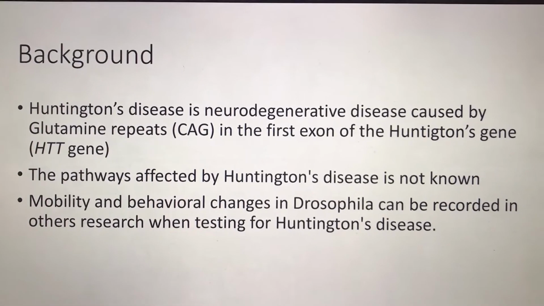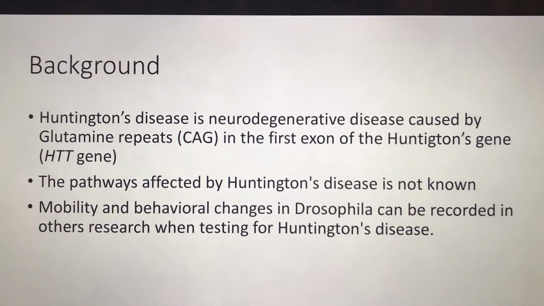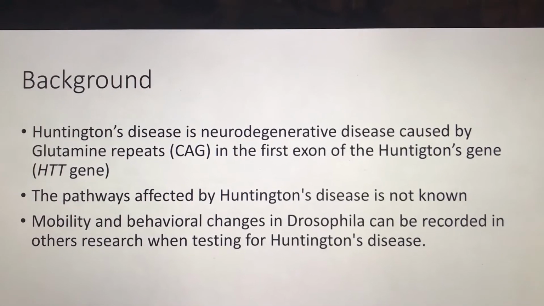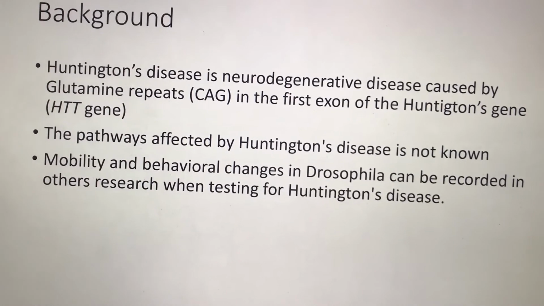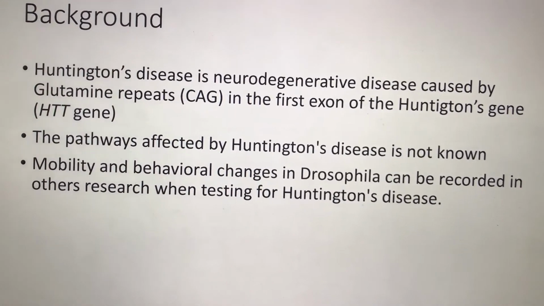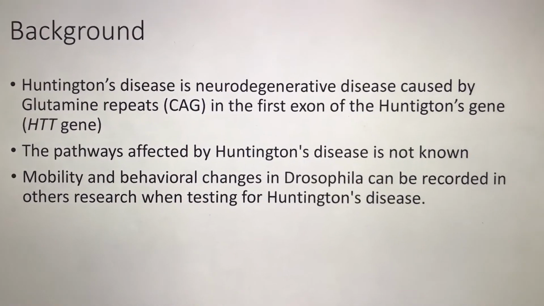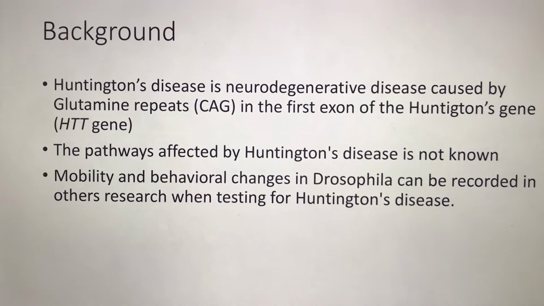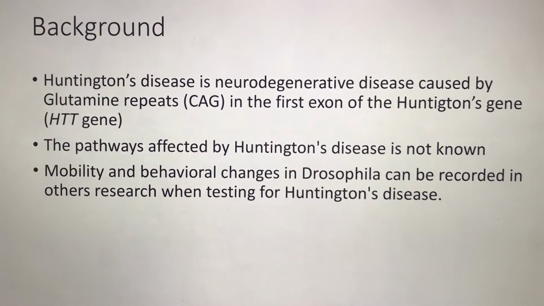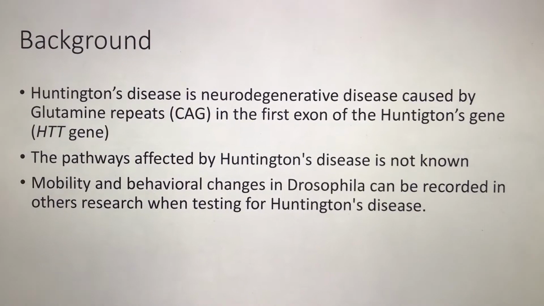This is thought to be due to glutamine repeats or CAG repeats in the first exon of the Huntington gene. There is not much known about the pathways affected by this disease, though we are looking to find Drosophila as a model organism for this disease in terms of testing for behavior and for finding a pathway.